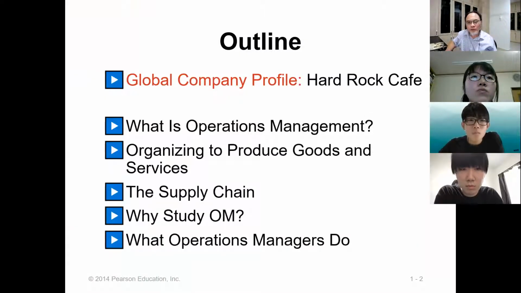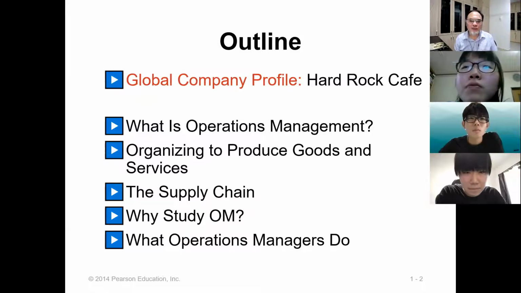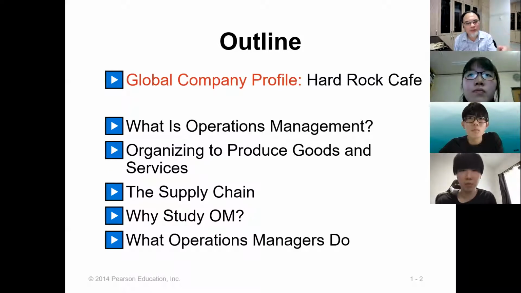So this book gives the example of Hard Rock Cafe. I hope you're not dissatisfied because it's not a manufacturing company. Hard Rock Cafe is a restaurant, or a food entertainment company. So this topic, we will start with that company profile, and then we are going to discuss what is operations management.